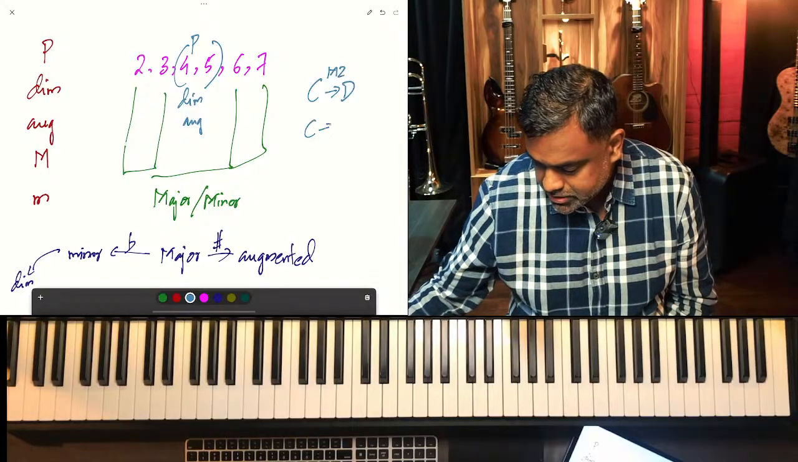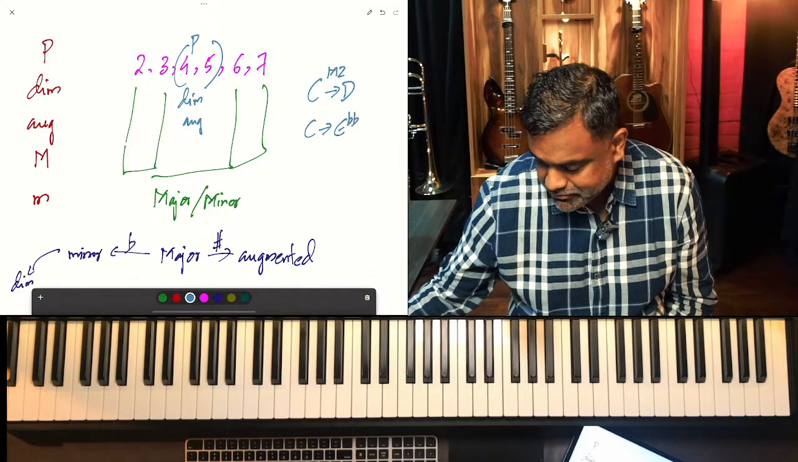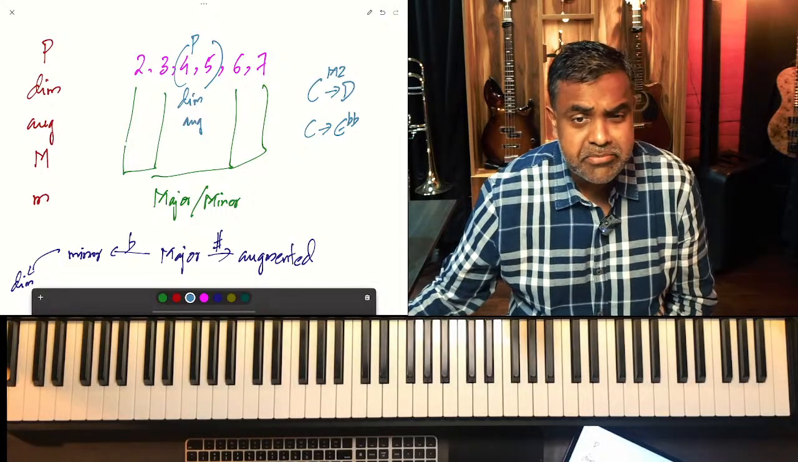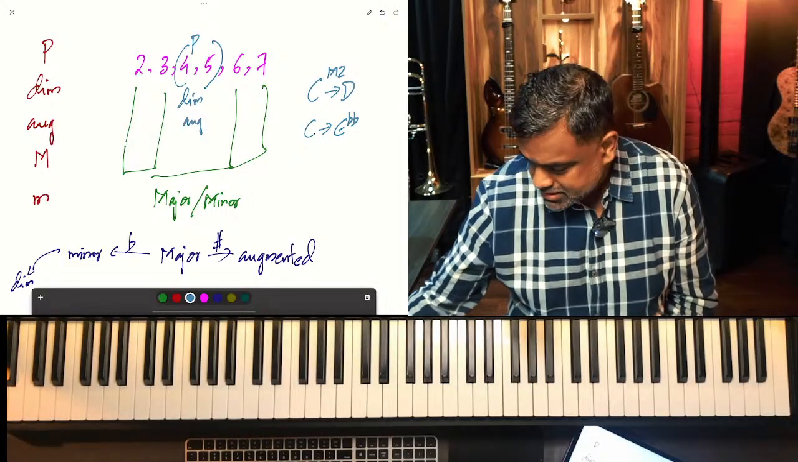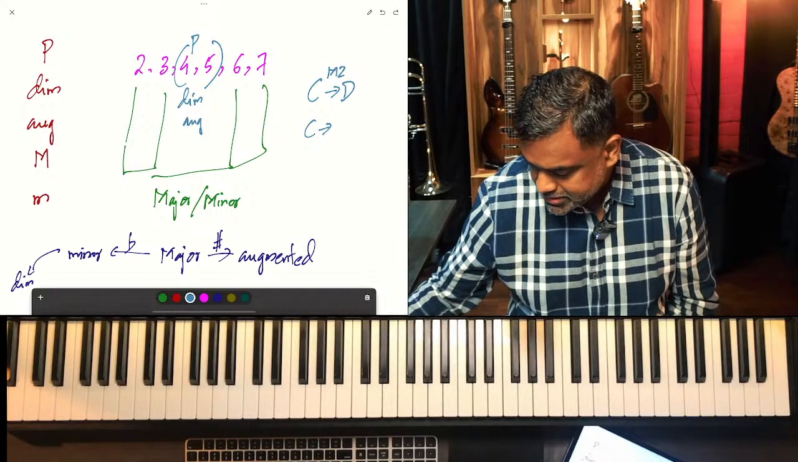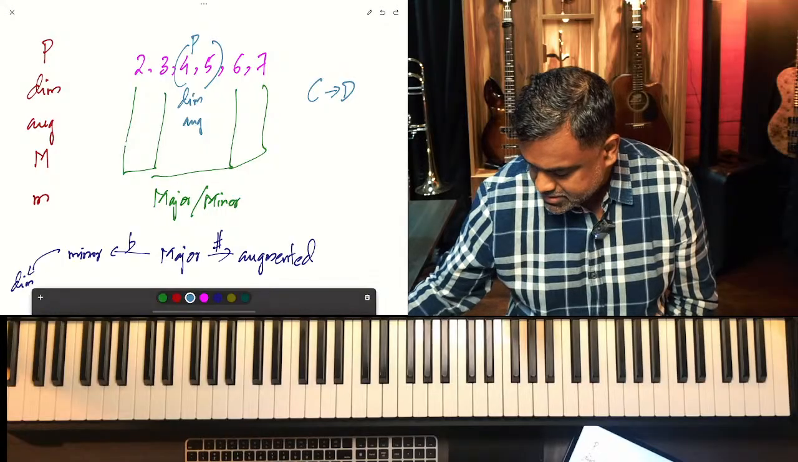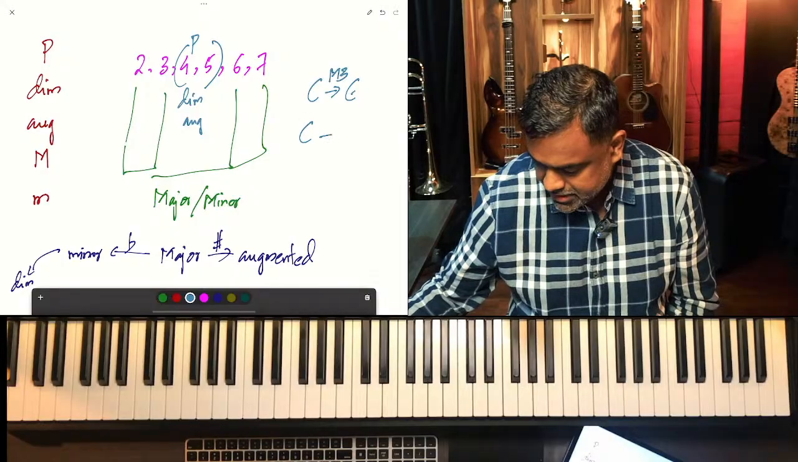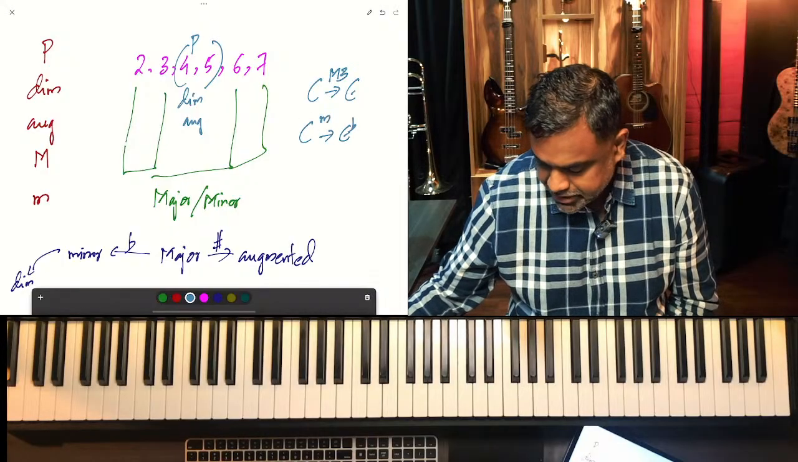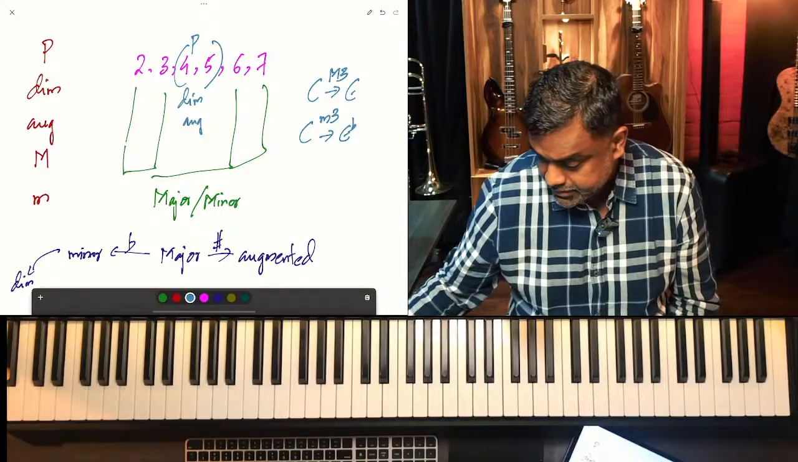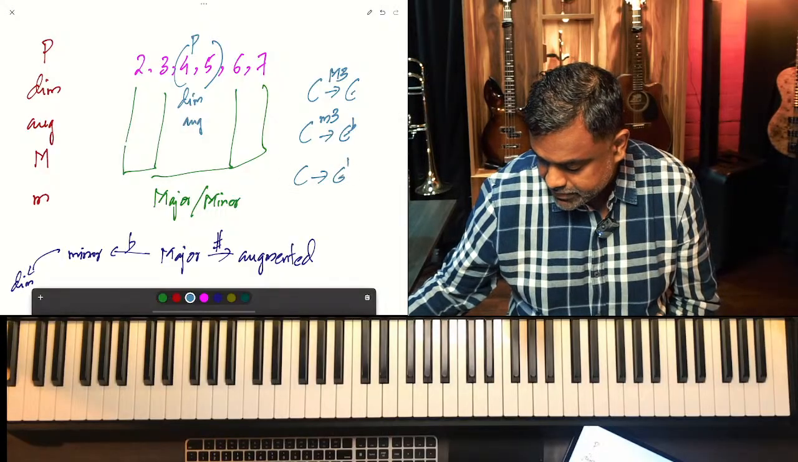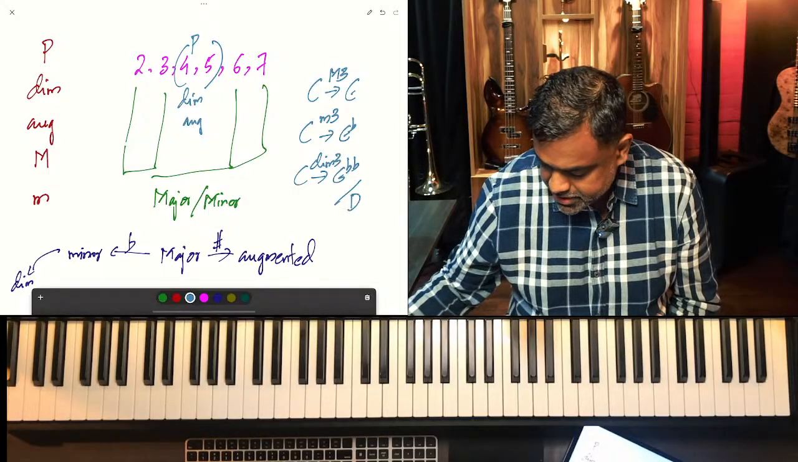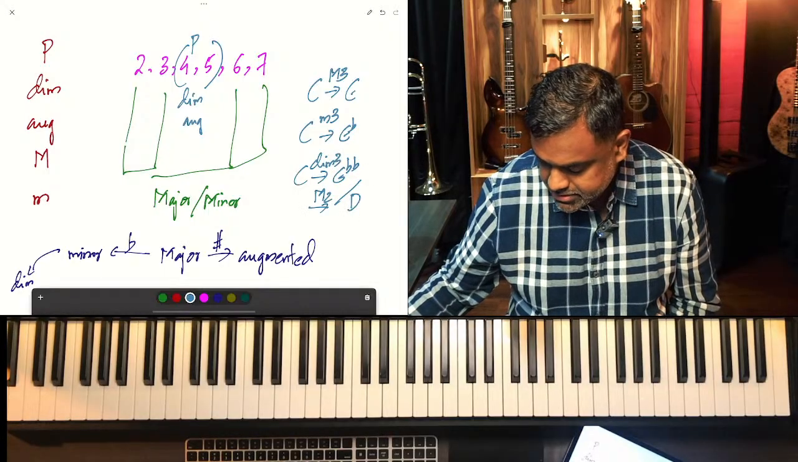Let's do that again. If you take C to E, that was a major third. You take C to E flat, that's a minor third because you're flattening that. But then C to E flat flat would be a diminished third, even though C to D is also a major second.